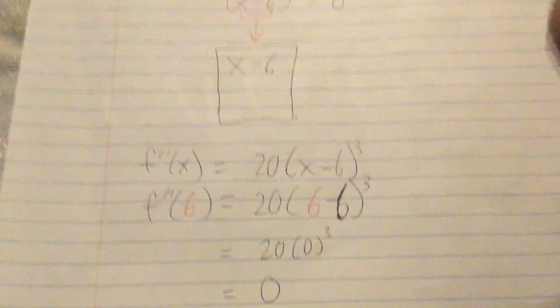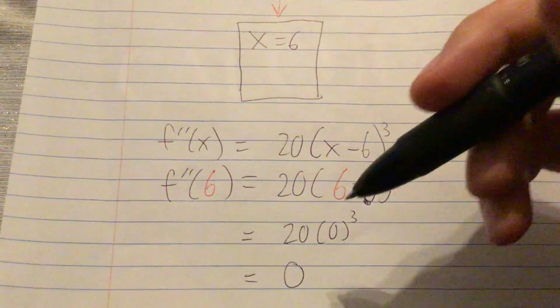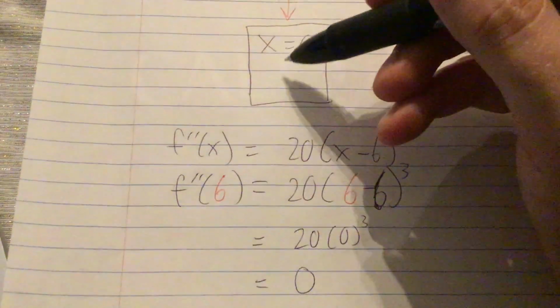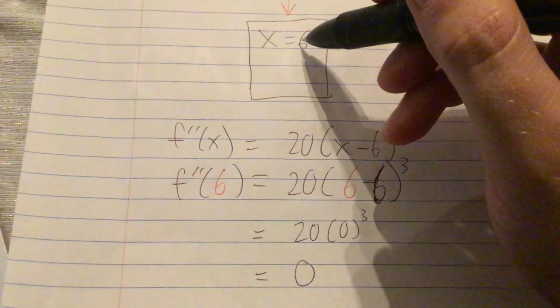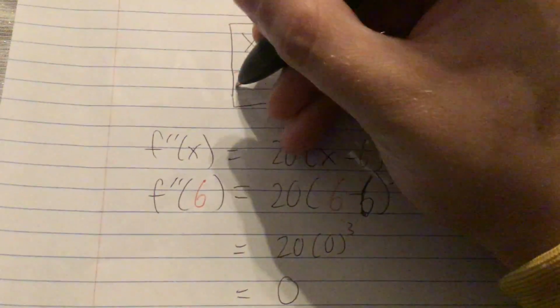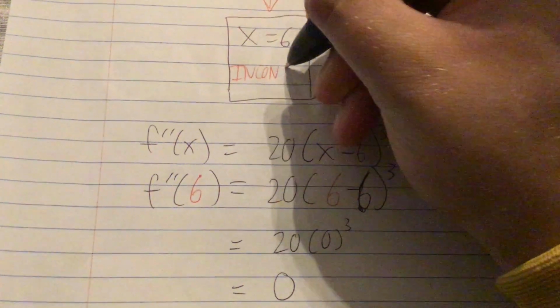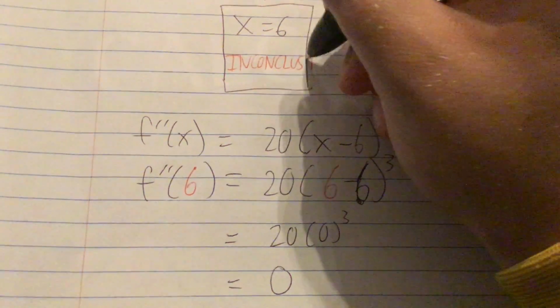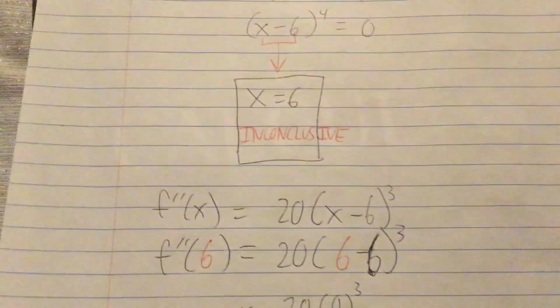What does that mean? It means that it's a horizontal tangent line at x equals 6, and then I have no idea what that means. So it is a critical point, but it's inconclusive as to whether x equals 6 is a local min or a local max.